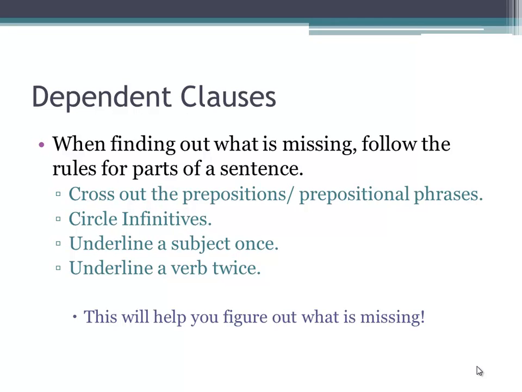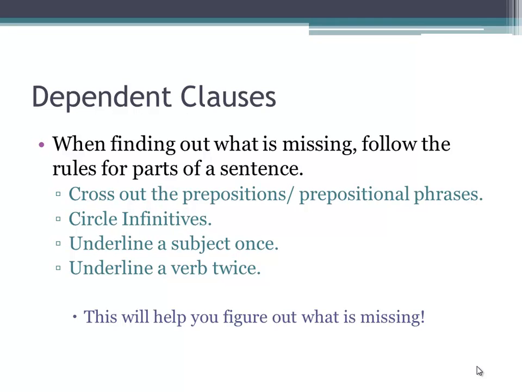When you go through sentences and try to figure out what's missing, cross out any prepositions and prepositional phrases. So everything that comes after the preposition is most likely part of the prepositional phrase. Circle infinitives. What word did we just say is used in infinitives? Right. So we're going to circle the word to. Anytime we see to and then the phrase that follows behind it, we're going to circle it.